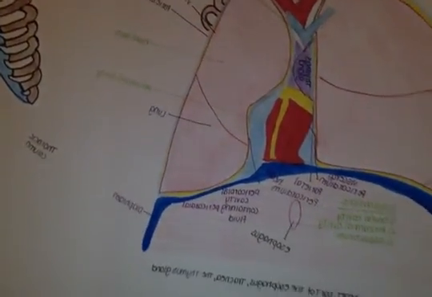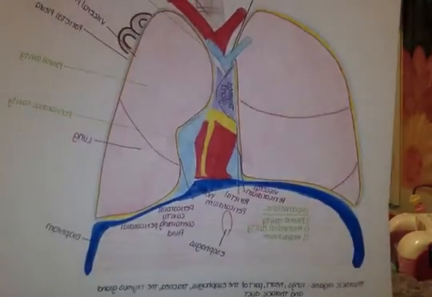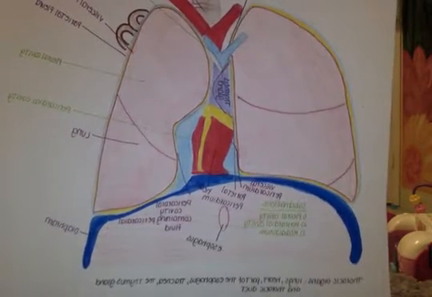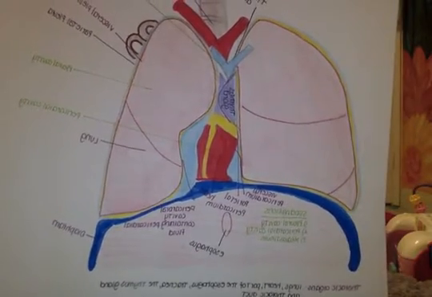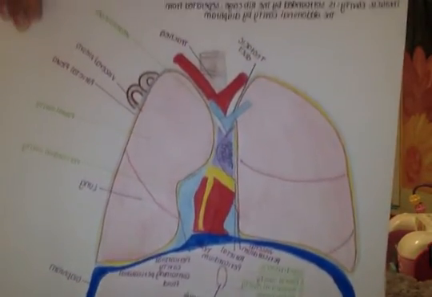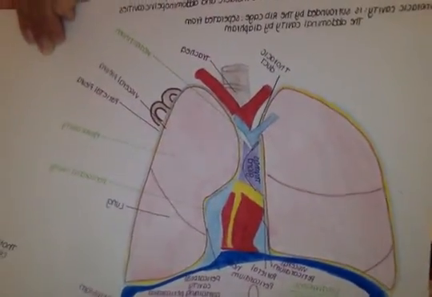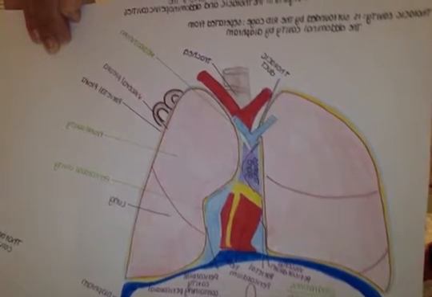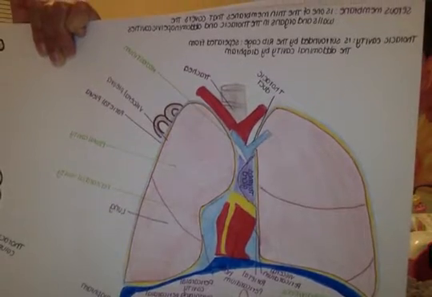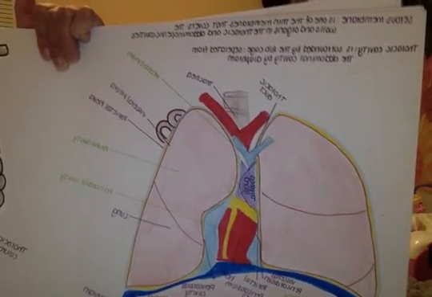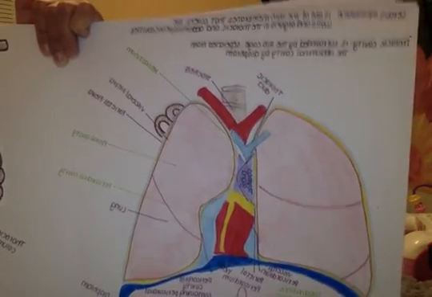Okay, the thoracic organs do include the lungs, the heart, part of the esophagus, the trachea, the thymus gland, and the thoracic duct. The thoracic cavity, I did show it here a little. The thoracic cavity is surrounded by the rib cage. It is separated from the abdominal cavity by the diaphragm. The serous membranes are thin membranes that cover the walls and organs in the thoracic and abdominal cavities.